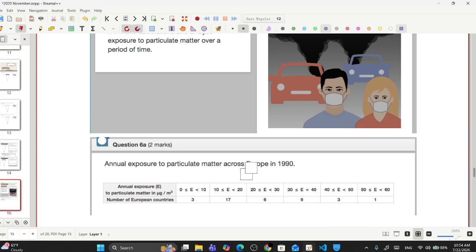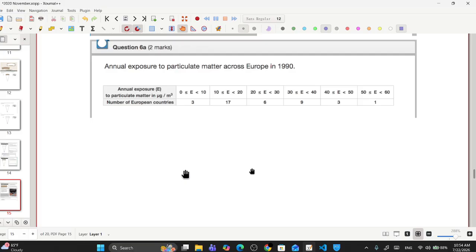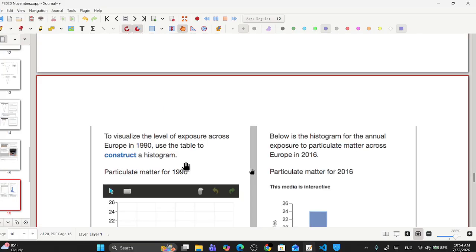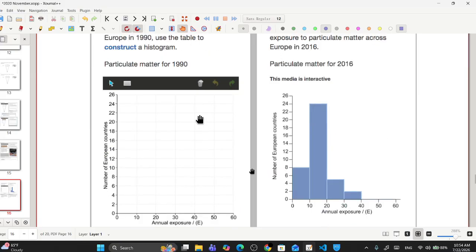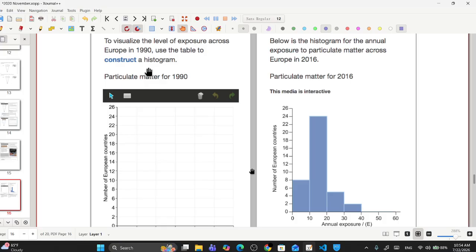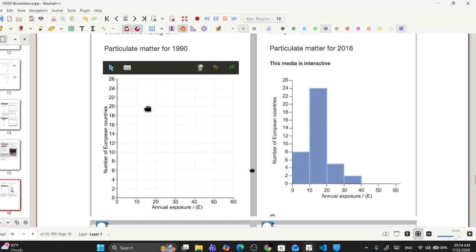So, in order to solve this question, annual exposure to particulate matter across Europe in 1990 has been given to us. How to solve the question entirely? What does the question even say? To visualize the level of exposure across Europe in 1990, use a table to construct a histogram. Okay, this is the table. Let me bring the table down.